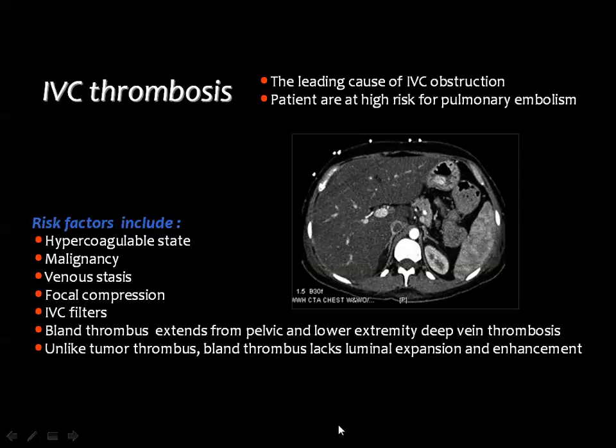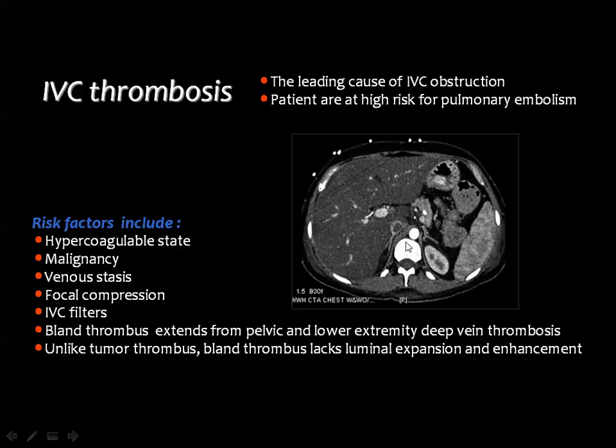Then thrombosis of the IVC has many underlying etiologies, including the hypercoagulable state, malignancies, venous stasis, focal compression, filters, and bland thrombus extending from the lower veins. And unlike the tumor thrombus, bland thrombus does not expand the vein, and bland thrombus does not enhance.